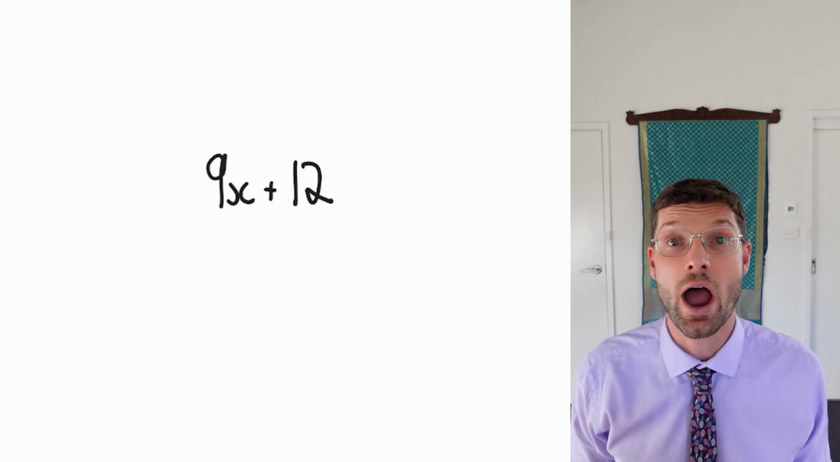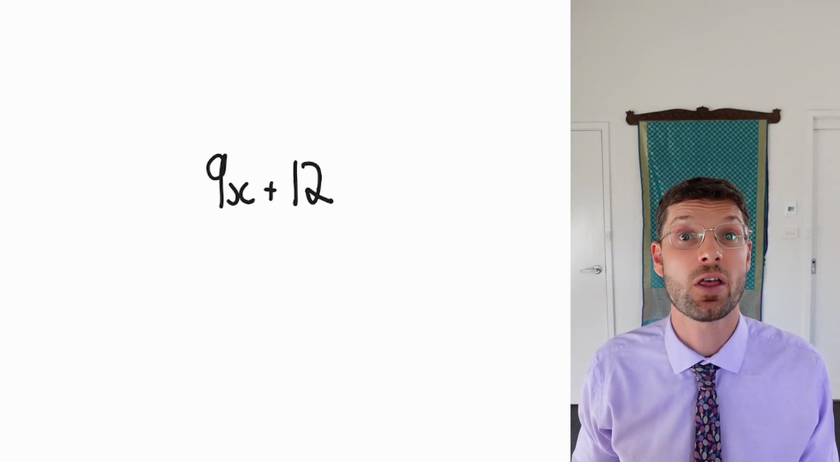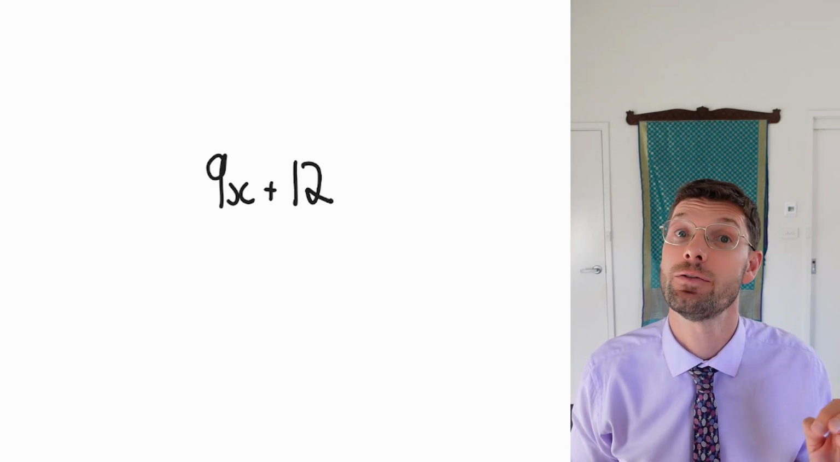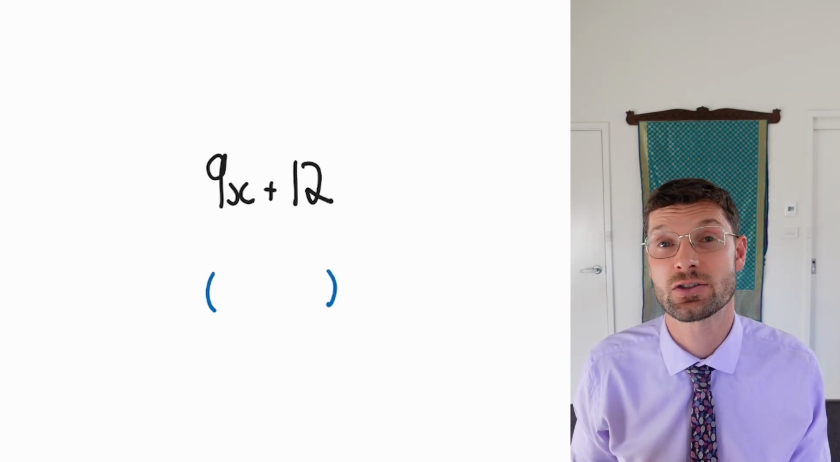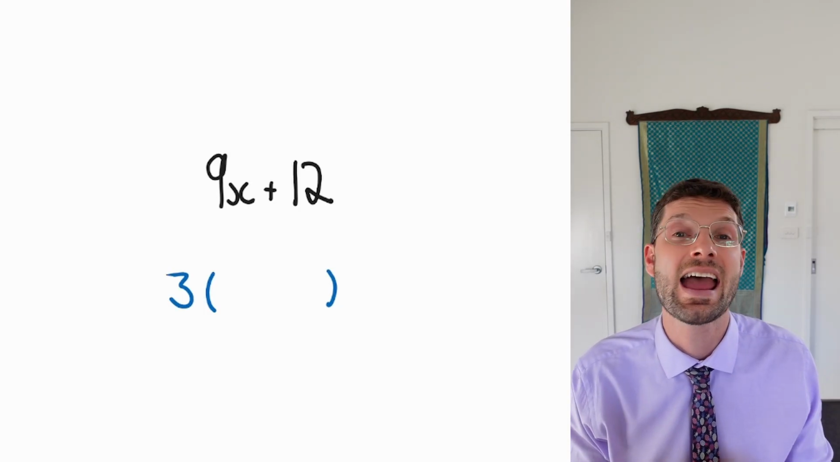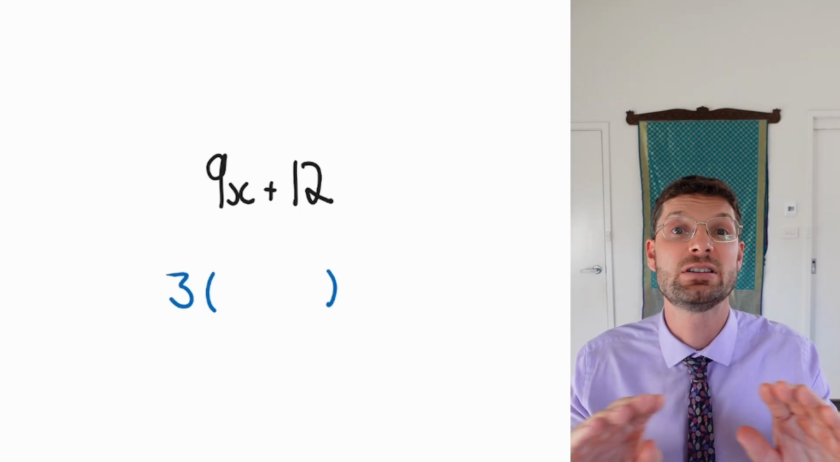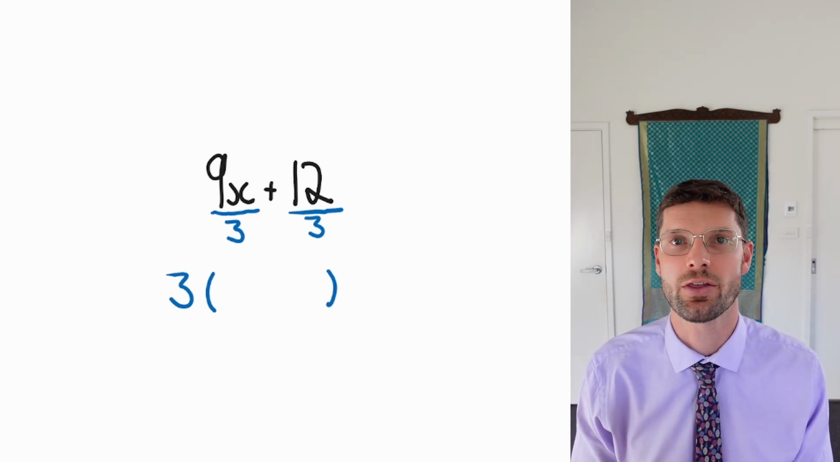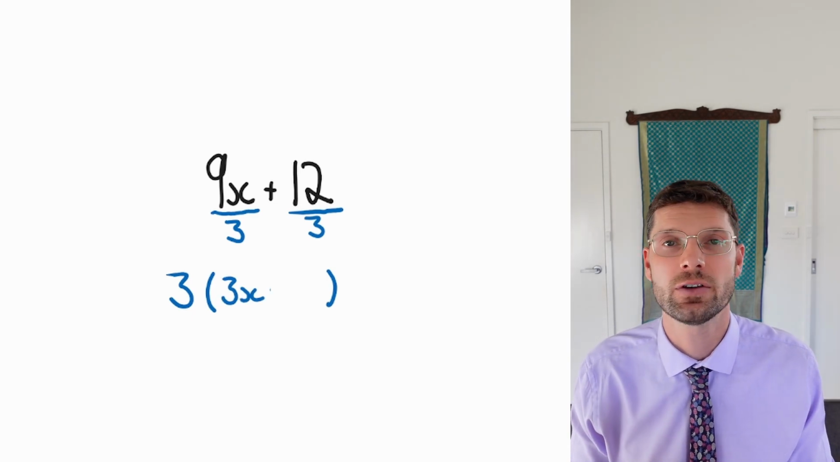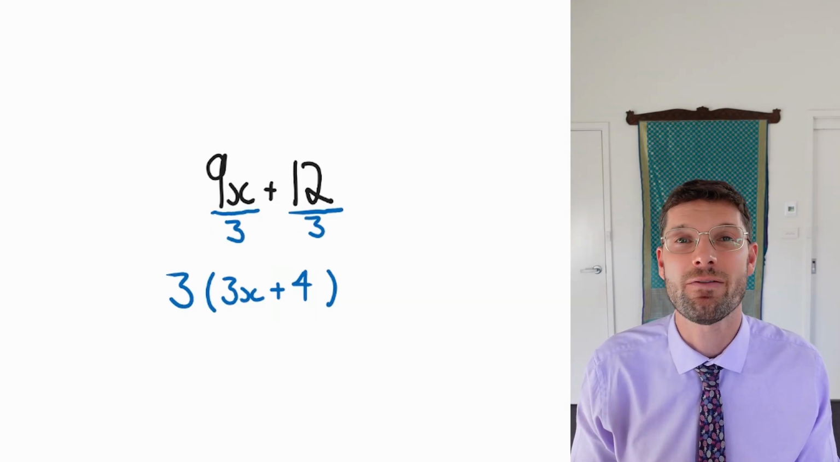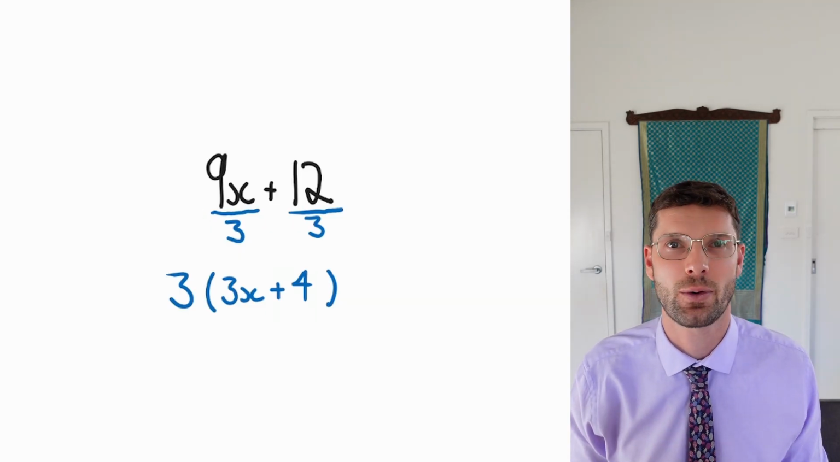Another example, I've got 9x plus 12. Again, I'm looking for the highest common factor to go out the front of these brackets. The highest common factor between 9x and 12 is 3, so that 3 is going to go there. Now think about, I'm dividing both of these terms by the 3. 9x divided by 3 is equal to 3x, and 12 divided by 3 is equal to 4. So my final answer is 3 bracket 3x plus 4.